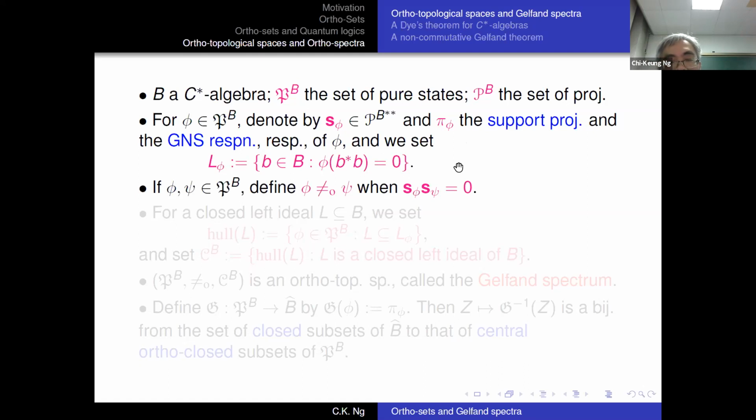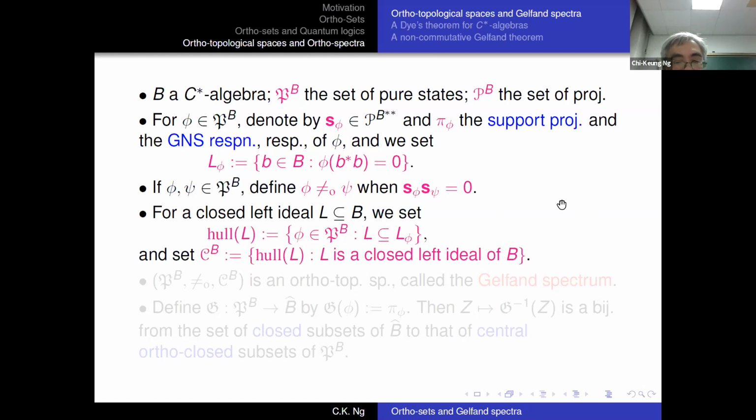If we have two pure states, we define a Q-distinctness relation for them. We say that the two states, as we started in the beginning, are Q-distinct if they have orthogonal support. Having orthogonal support, in other words, is the same as saying that they have zero transition probability, in some sense.